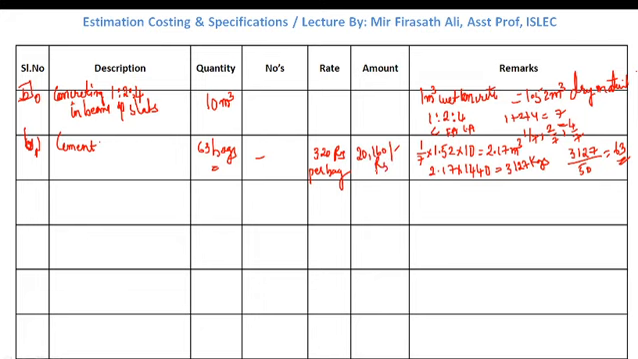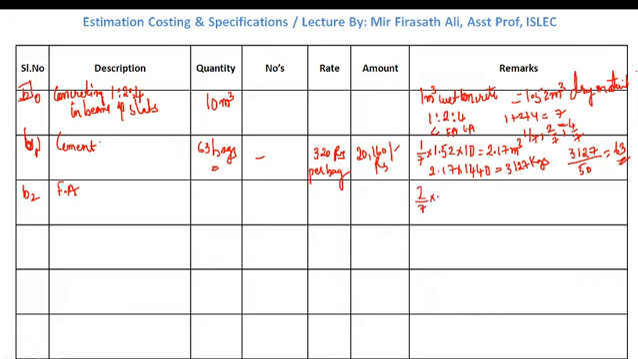20,160 rupees. Okay. So now similarly B2. B2 will be our fine aggregate or sand. How to calculate the volume of fine aggregate? Similarly, what is the ratio for fine aggregate?